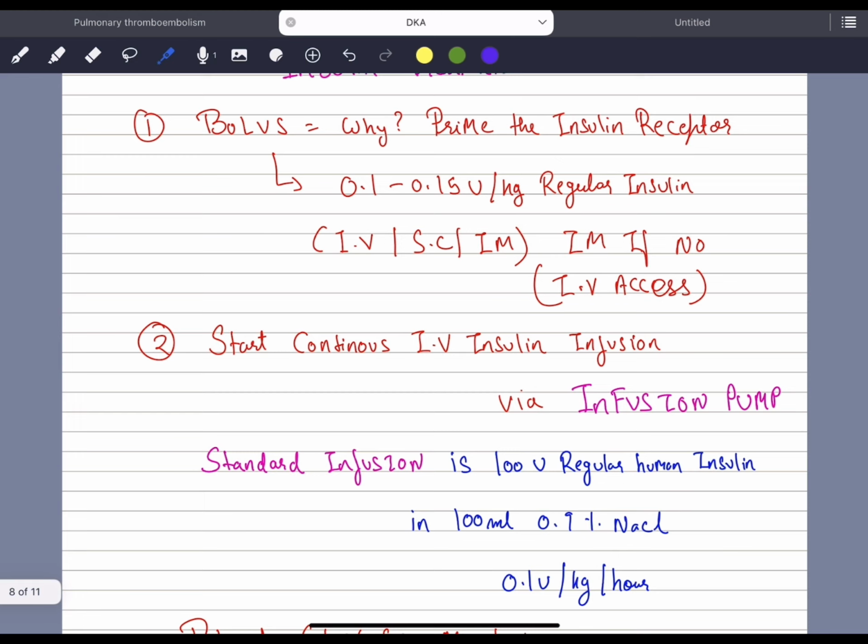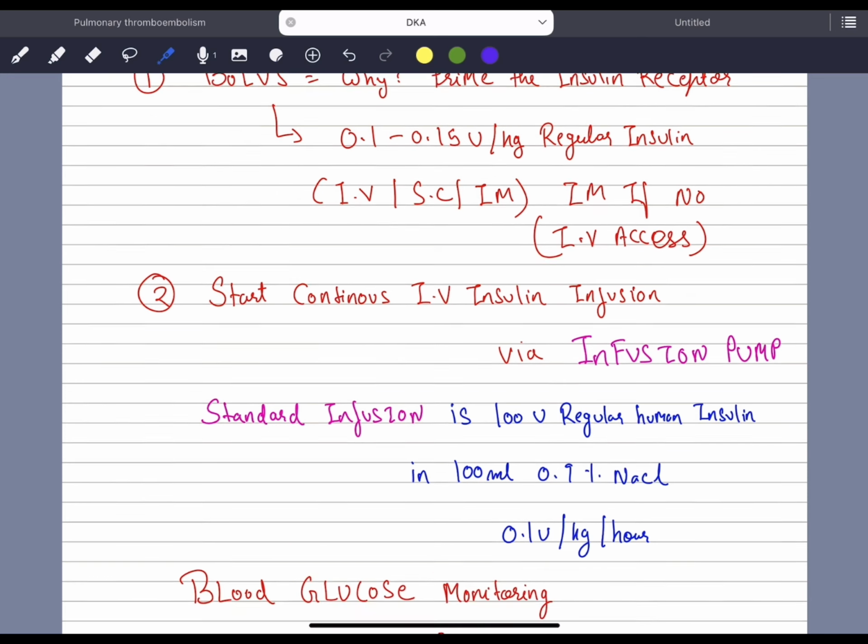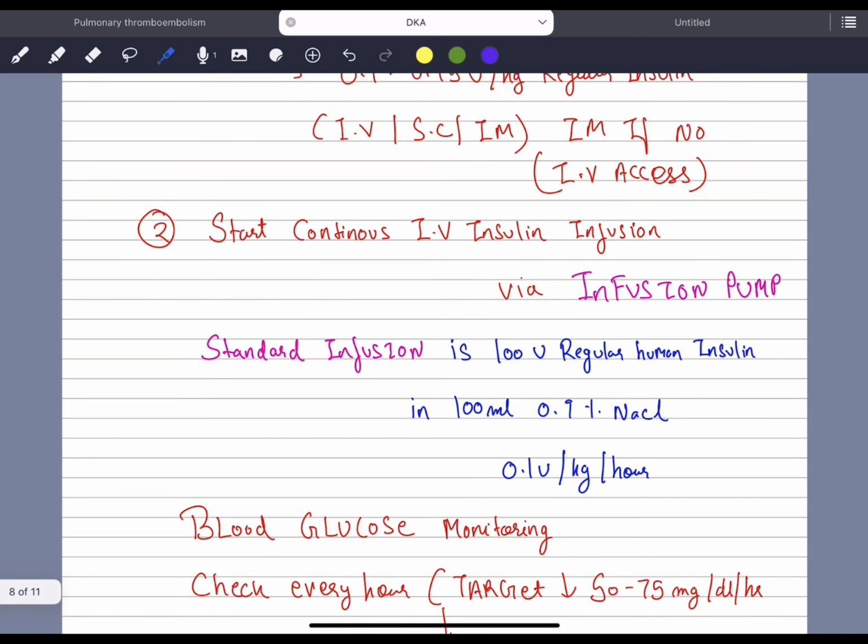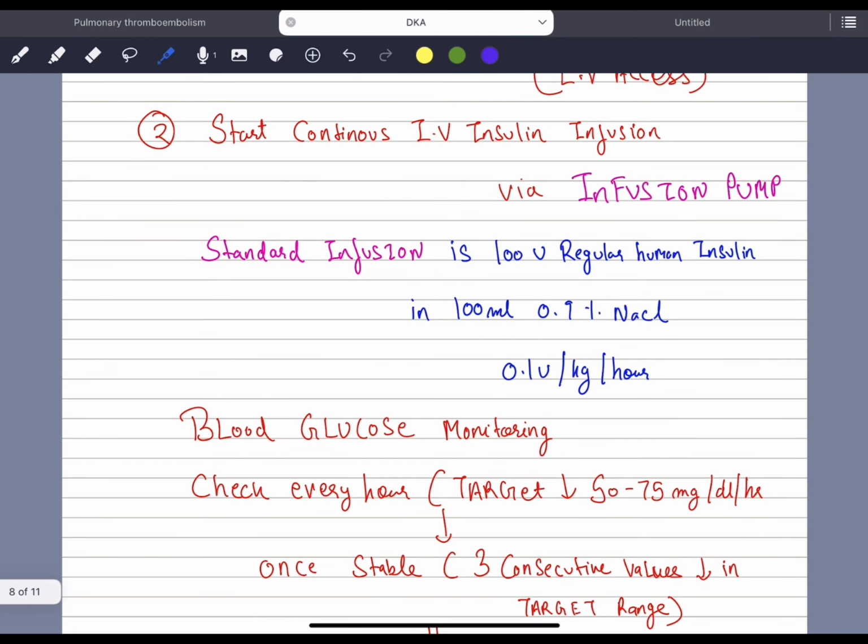Now it can be given in bolus form as IV, SC or IM if there is no IV access. Then we will do a continuous IV infusion via infusion pump. A standard infusion is 100 unit regular human insulin, which is human Actrapid in India, in 100 ml 0.9 NaCl. 1 unit per kg per hour is the rate of infusion.